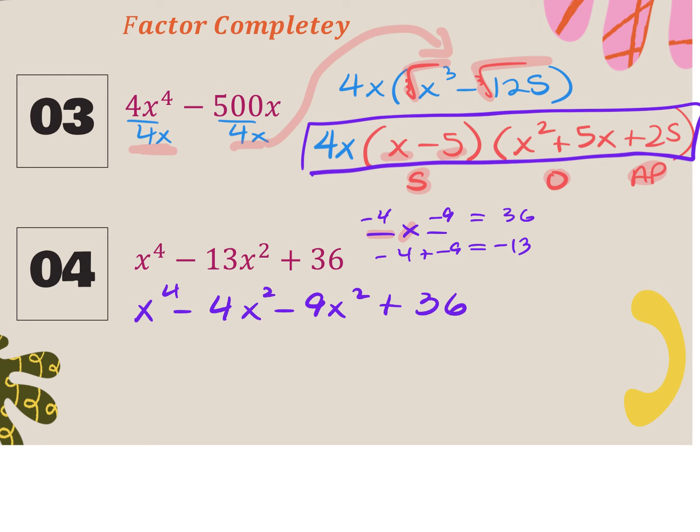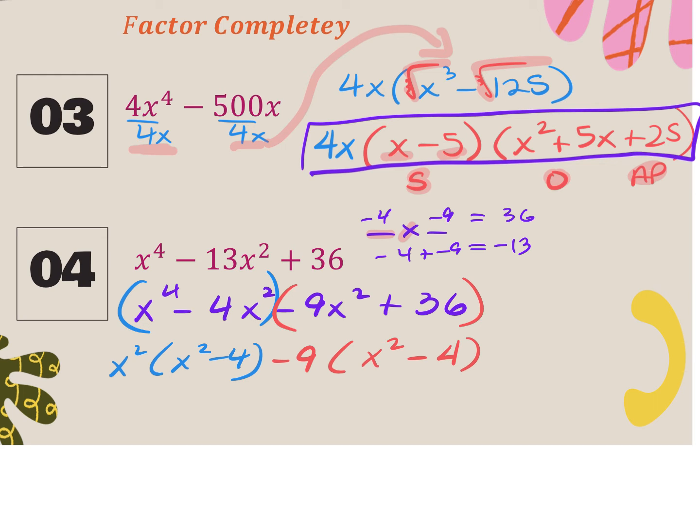And now I need to make my groups. So my GCF of the blue group is going to be x squared. My GCF of red is going to be negative 9. And again, I've got the same thing after I divided. So that's my first binomial. And then I group the 2 GCFs I divided by.